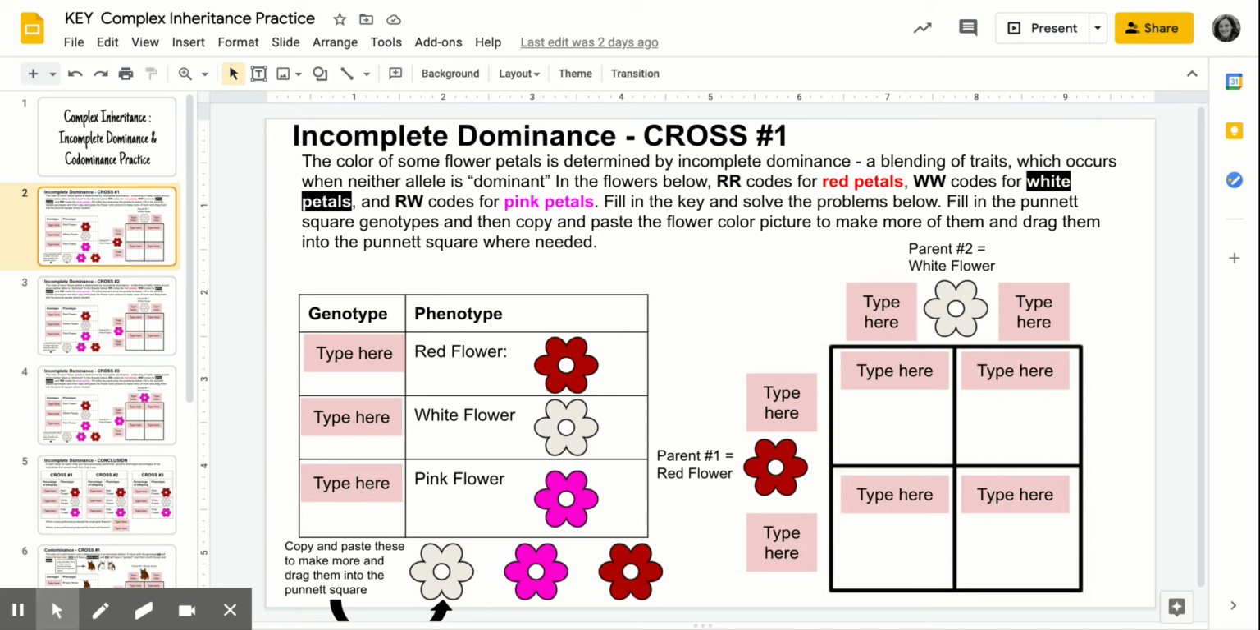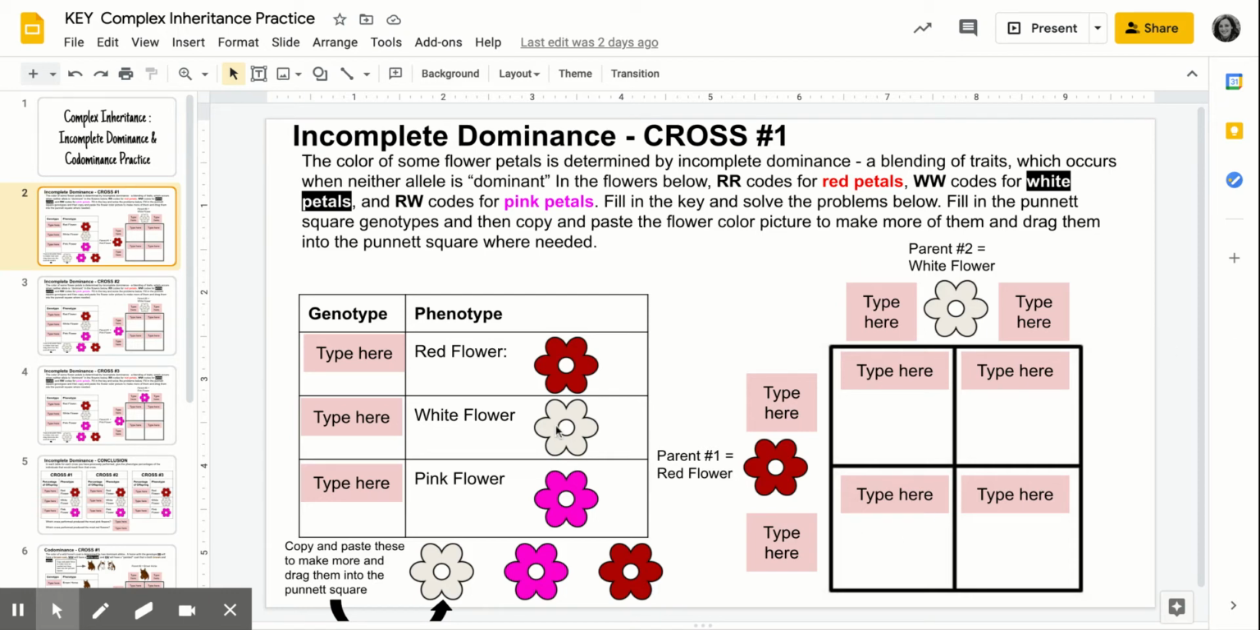So the color of some flower petals is determined by incomplete dominance or a blending of traits, which occur when neither allele is dominant. In the flowers below, big R codes for red petals. Big W codes for white petals. And big R, big W codes for pink petals because red and white make pink, so a blend. Fill in the key and solve the problems below. Fill in the Punnett square genotypes and then copy and paste the flowers into the picture to make more of them and drag them into the Punnett square when needed.